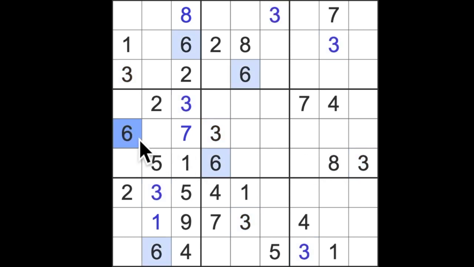So now we have 6 blocking across these 2 rows here, and that means that a 6 must appear in that square. 6 blocks up here and across these 2 rows here, and that's going to put a 6 here.